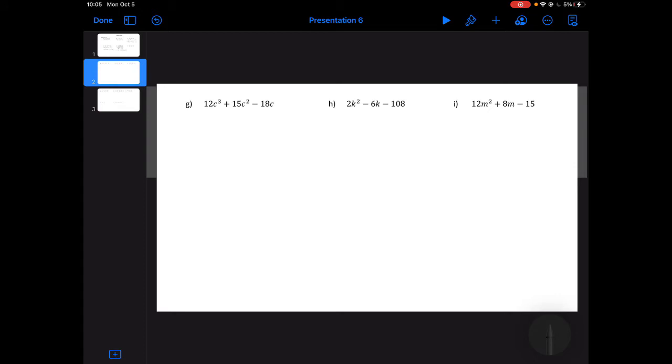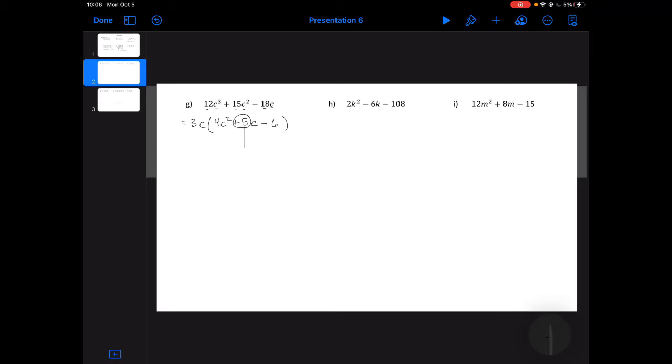So the next one here initially looks quite complicated, but I notice a C here and C's in all the other ones. And I also notice that my coefficients are all divisible by 3. So I'm going to factor out 3c from each term. This is going to leave me with 4c squared plus 5c minus 6. And now I have a tricky trinomial to factor, which is okay.